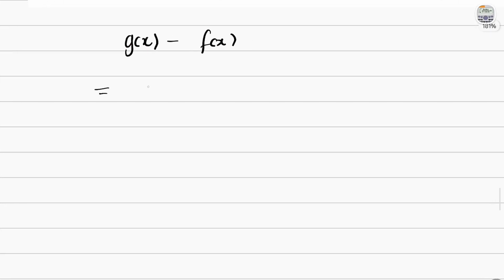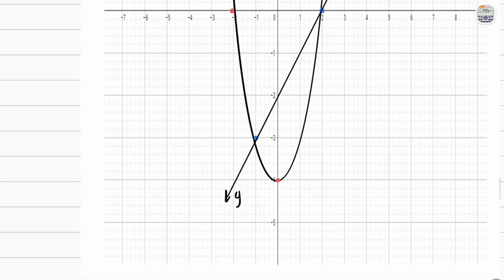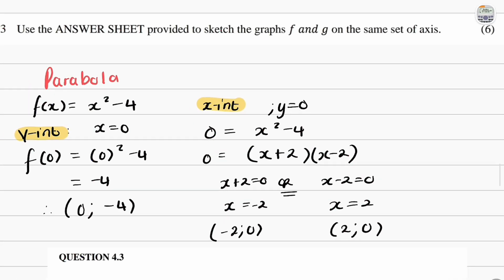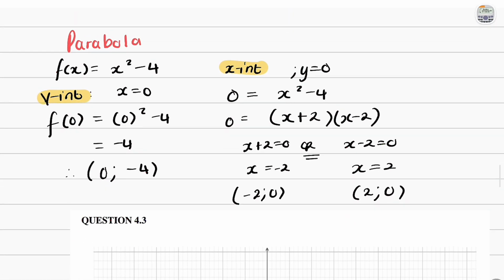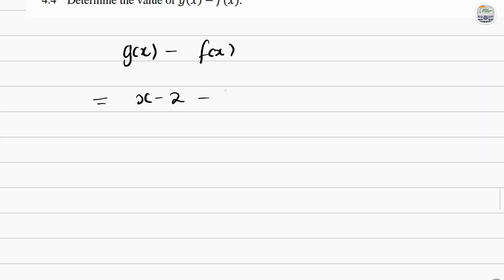So that is just x minus 2, then minus the equation of f. The equation of f was x squared minus 4. So we'll just say minus, but it has 2 terms, so protect it with brackets, x squared minus 4, and distribute. So this is x minus 2, then distributes in to become minus x squared and plus 4.